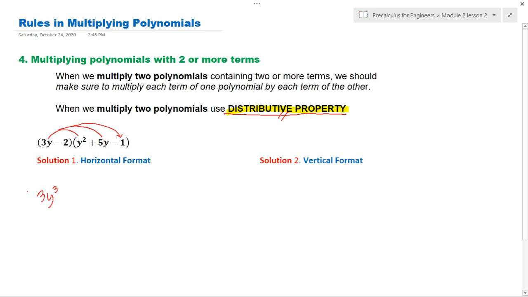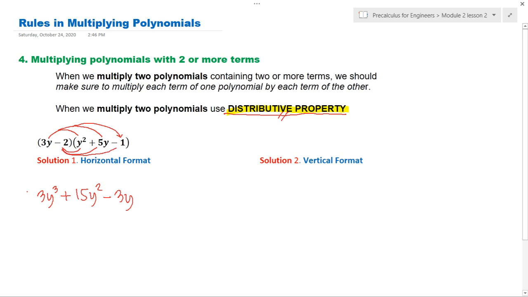Then, 3y times 5y. We have positive 15y squared. How about 3y times negative 1? Positive times negative is negative. So, we have negative 3y. For the second term, we have negative 2. Always remember, hindi lang to 2, negative 2 ito. So, therefore, i-carry over mo yung sign niya. Multiply mo sa first, sa second, hanggang sa third.